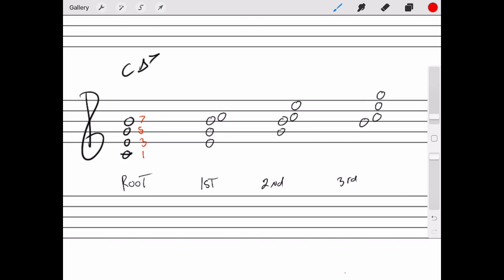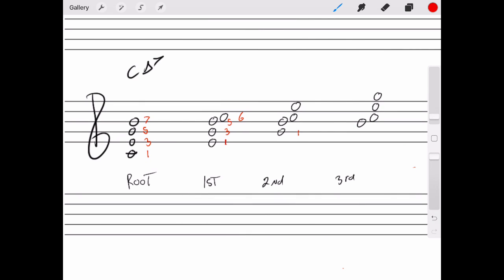And now, again, we're counting up from the bottom. So this is a 1, 3, 5. But if we count up E, F, G, A, B, C, that's going to be our 6 here. And then going to our second inversion, we have a 1, 3, 4, 6, because we're counting up 1, 2, 3, 4, 5, 6. And again, with our third inversion, 1, 2, 4, 6.